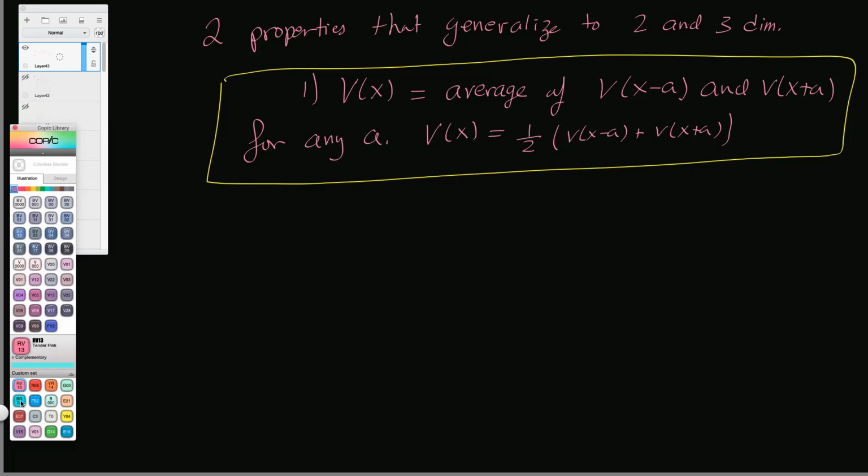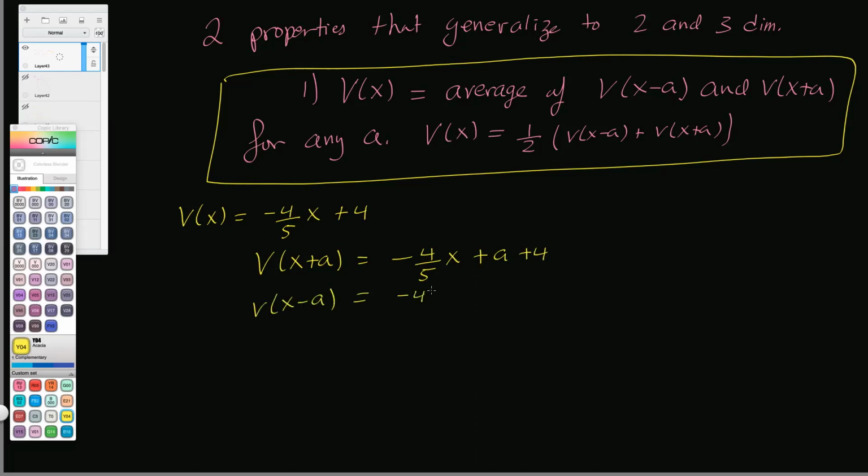We have our solution. We had V of X is equal to -4/5 X plus 4, right? Let's look at V of X plus A. Well, that's going to be -4/5 (X plus A) plus 4. Let's look at V at X minus A. That's going to be -4/5 (X minus A) plus 4, right? It's a weird way of writing it, I know, I'm sorry. And let's look at the addition of these two things. When we add these two together, obviously we get -4/5 X plus 4, but we get that twice, right?